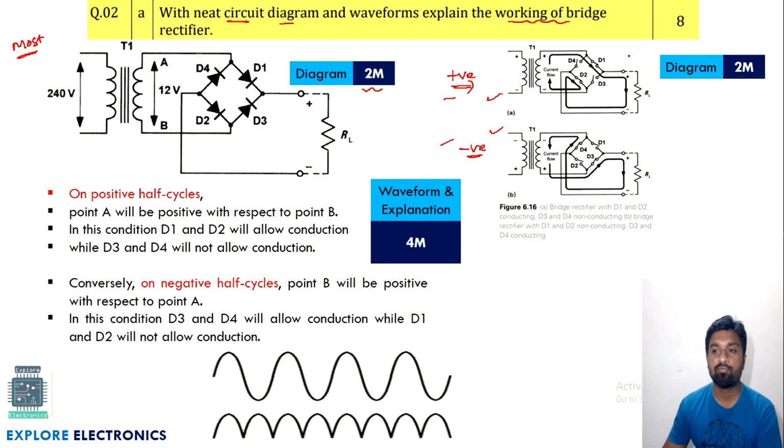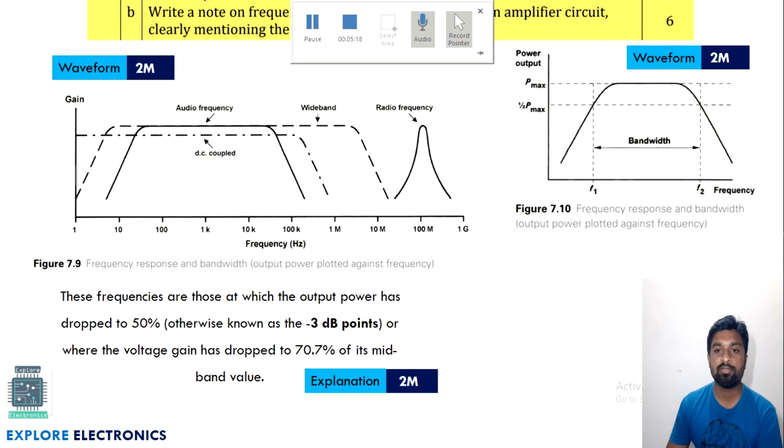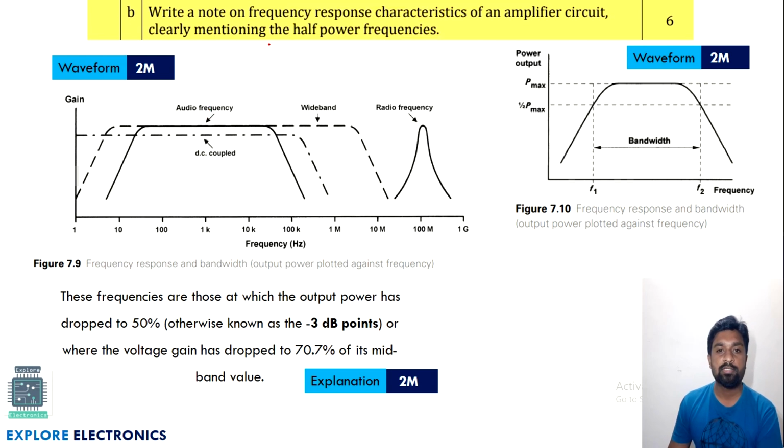Then he will give the full 8 marks for this question. And don't forget to write the waveform, and this much explanation is sufficient. If you write point-wise which diode is on and which diode is off in this particular condition, in the positive half cycle of the input and the negative half cycle of the input, that is sufficient.